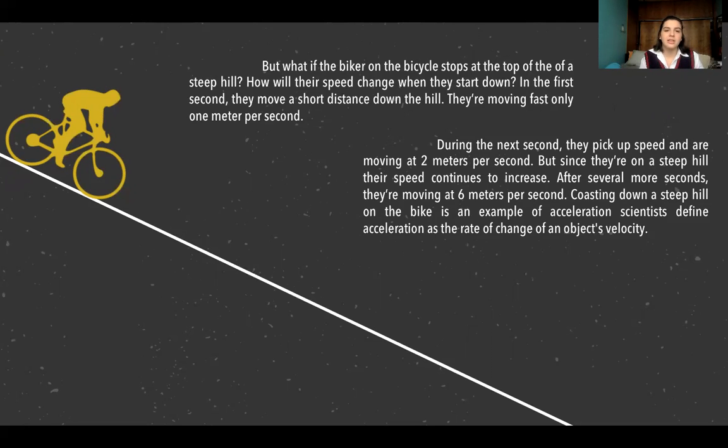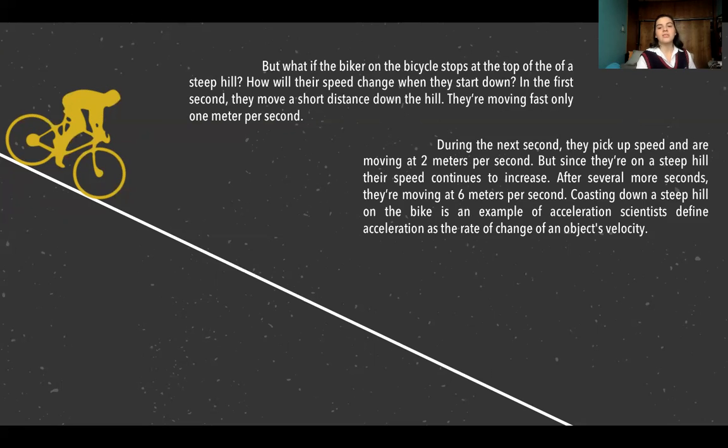In the first second, they move a short distance down the hill. They are moving slowly, only 1 meter per second, not too much. During the next second, they pick up speed and are moving at 2 meters per second. But since they are on a steep hill, their speed continues to increase. After several more seconds, they are moving at 6 meters per second. Coasting down a steep hill on the bike is an example of acceleration.